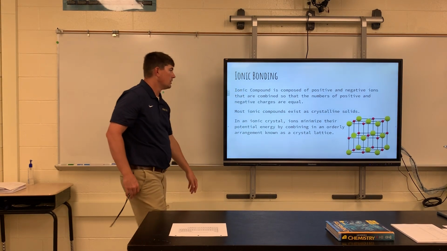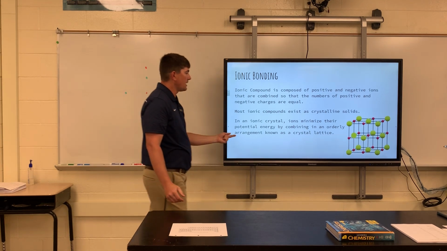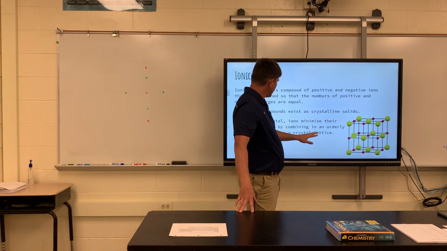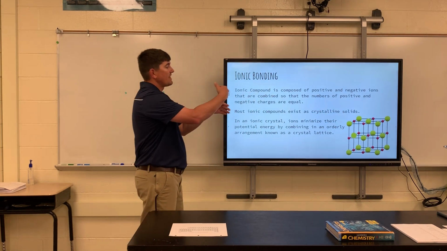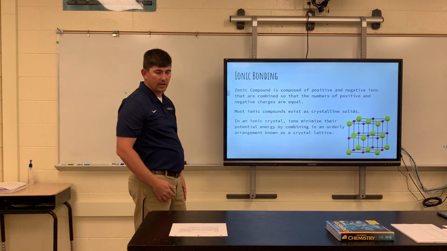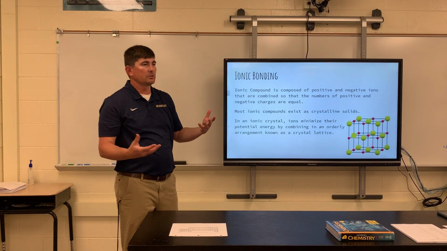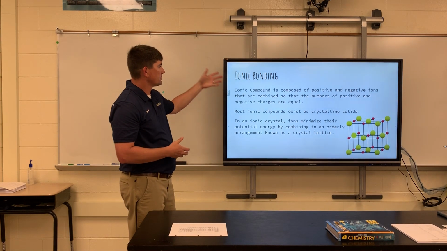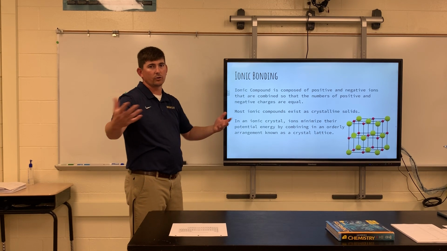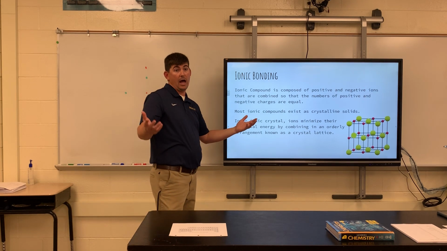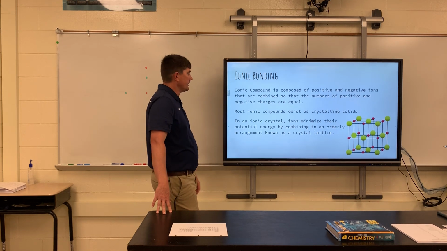In an ionic crystal, ions minimize the potential energy by combining in an orderly arrangement known as a crystalline lattice. So here's the lattice structure that makes a crystalline solid. Okay, that makes a crystalline solid. So if you get an ionic compound under a microscope, you're going to see this crystalline solid. Think like a crystal, or a ruby, a diamond, or something like that. So even if you look at salt, like a salt crystal, right?